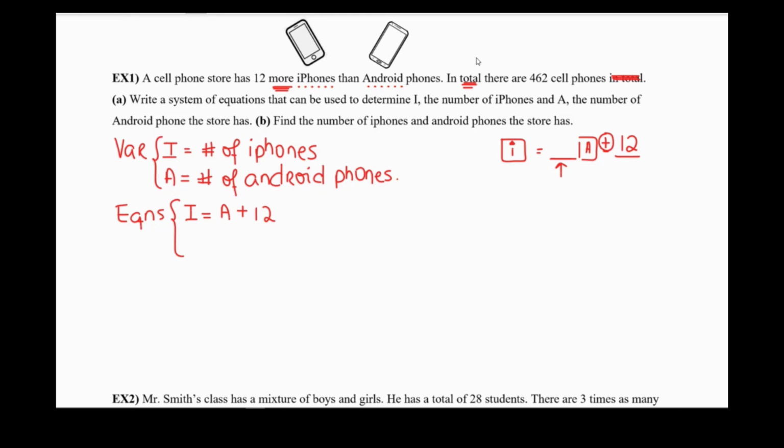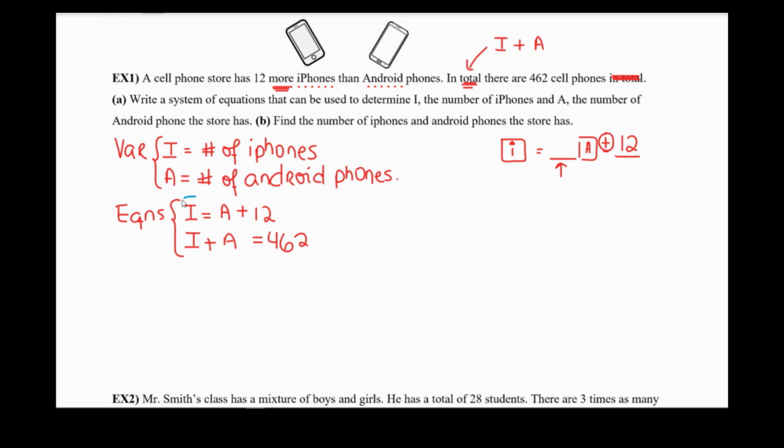The second equation here, it says in total, there are 462 cell phones. Well, so I know there's a total of 462 cell phones. What kind of cell phones do we have? Well, we have iPhones and Androids. So right here on this side of the equation, I can write I plus A. So now I have my system of equations.